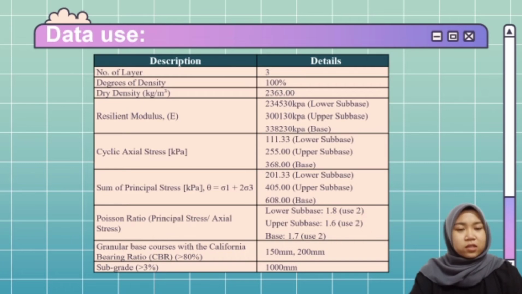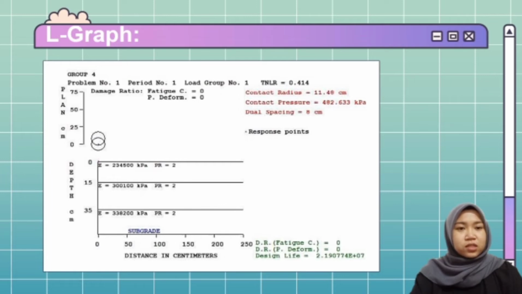Next, after the analysis, the first result produced is the L graph. It shows the value of the contact radius, which is 11.48 centimeters, and the contact pressure is 482.633 kilopascal respectively, while the dual spacing result is 8 centimeters. Other than that, it also shows the diagram of the pavement thickness as the data inserted in the software.